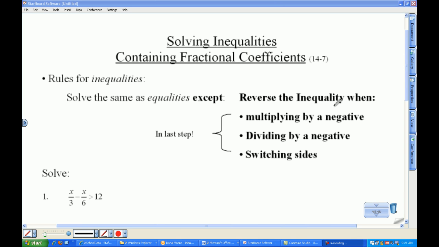Today we are going to solve inequalities that contain fractions. This is chapter 14, section 7.